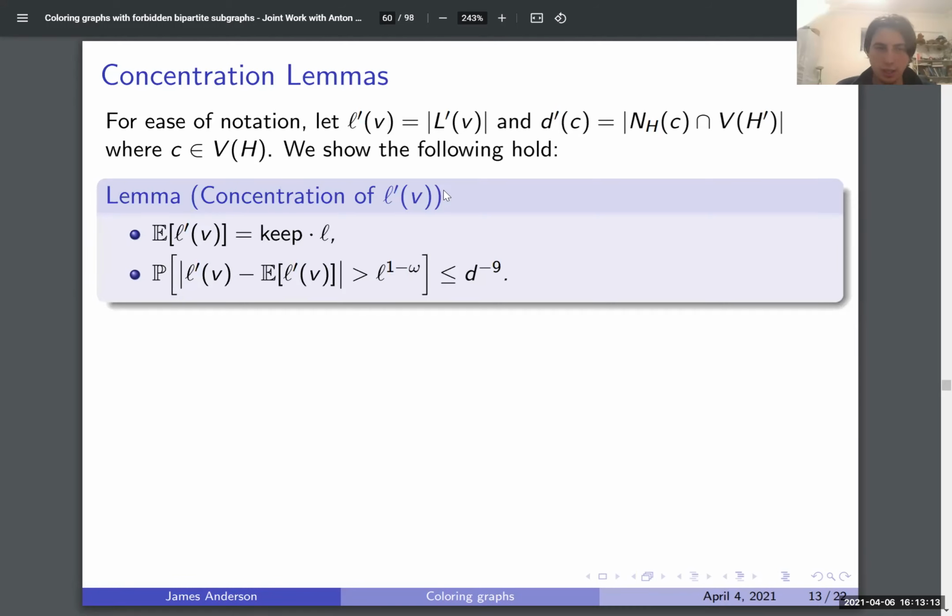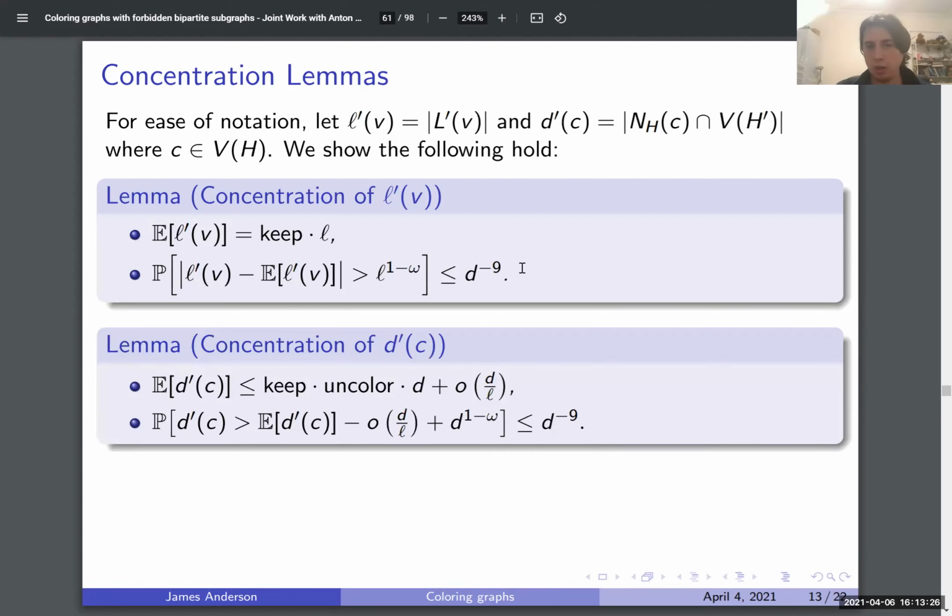First, that the expected value of L prime of V is keep L, like I said before, and that it's highly concentrated around its expected value within that error term we saw before. And then again for our d prime of C, the color degree. Its expected value is at most keep uncolored D with a small error term, and the probability that it's exceeding its expected value by this error term is quite small.